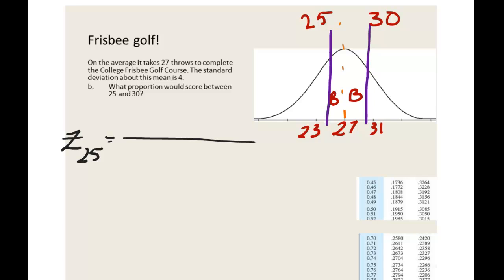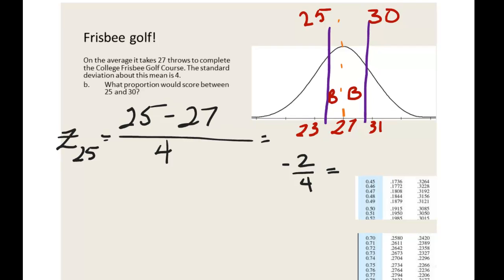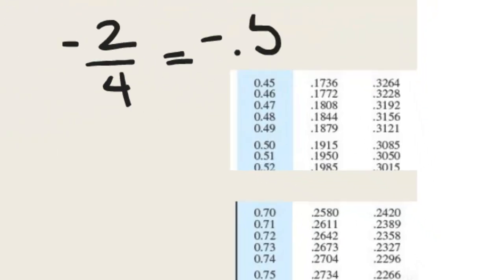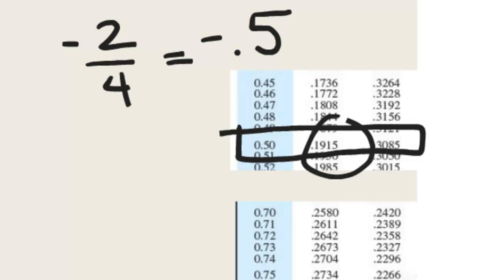So for the z-score of 25, take the score of interest, 25, minus the mean, 27, divide by the standard deviation of 4, and you get negative 2 over 4, which is negative 0.5. Now remember, I want column B, so 0.5, because the sign doesn't matter on the table. You just have to be careful about which column you're choosing, is 0.1915.